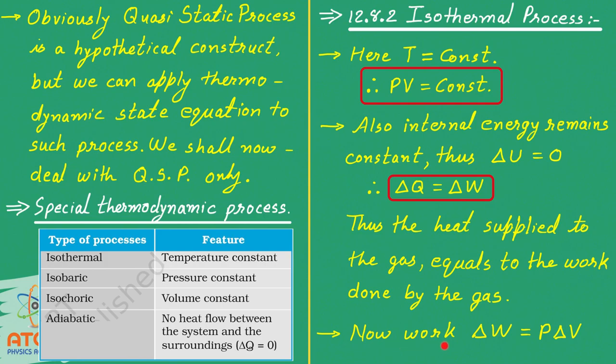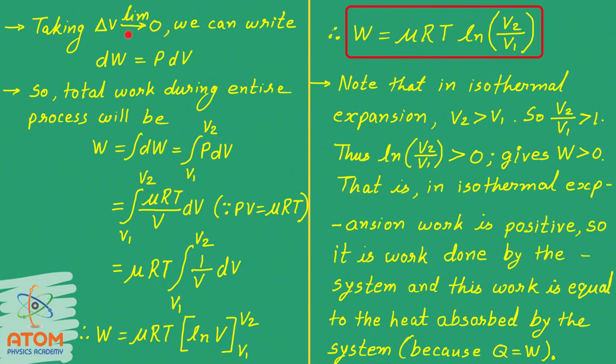Now you know the work equation. Work delta W is equal to P delta V, right? Here if we take delta V tending to limit 0, that means if we take delta V infinitesimally small, then we can write dV in place of delta V. So now the work equation becomes dW is equal to P dV. Now if you want the total work during the entire process, then we have to take integration of all these dWs. That means the total work W will be equal to the integration of dW, that means it is the integration of P dV.